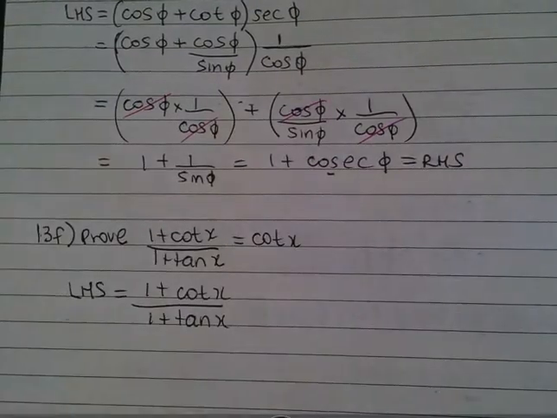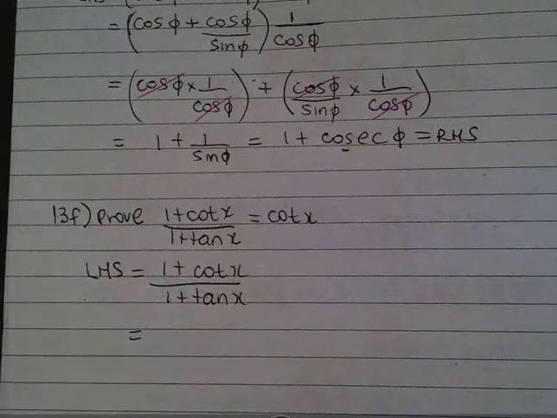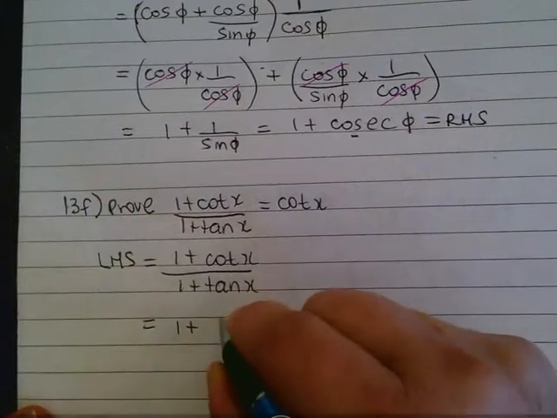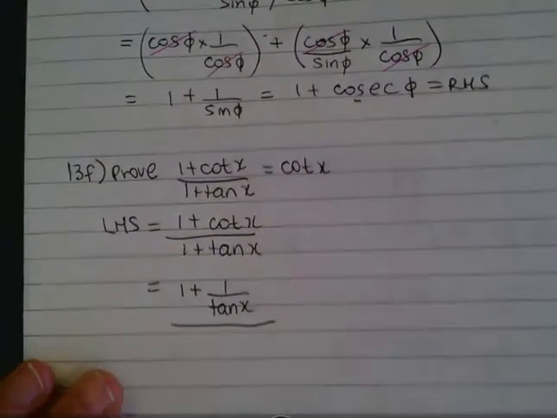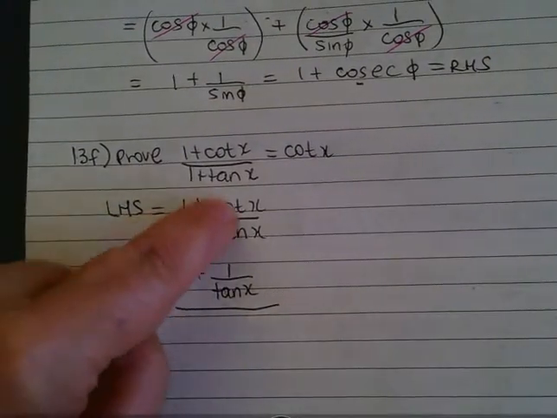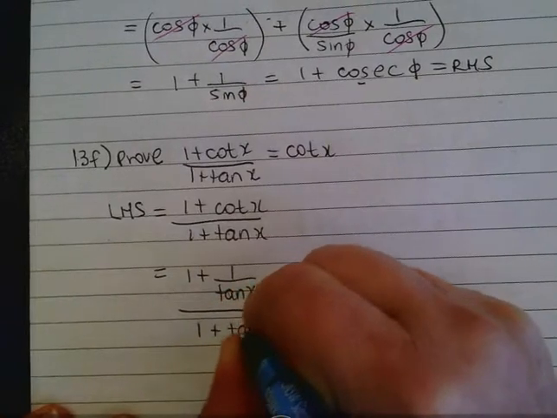F, prove that 1 plus cot x on 1 plus tan x is cot x. Now, if I had a cos or a sine in there, I would have changed my cot to cos on sine, or my tan to sine on cos. But it's just cots and tans. So I think you can just change your cot to 1 on tan. So I've got left-hand side, 1 plus cot x is 1 plus 1 on tan x over 1 plus tan x.